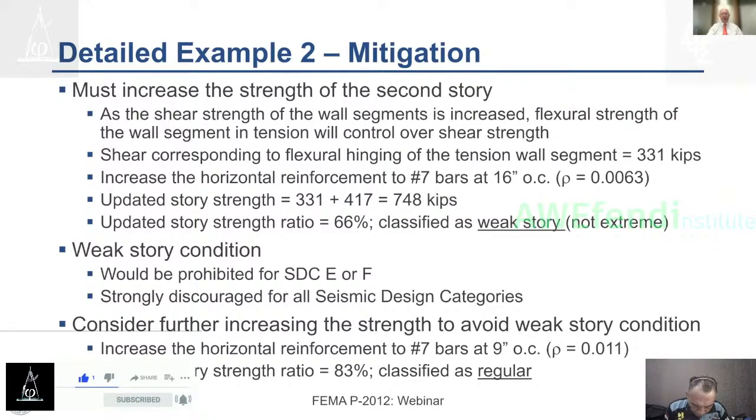We talk about that in the example. You could strengthen it just enough so that it's not an extreme irregularity, but it's just irregular. That's not recommended, even though it may be permitted to have a weak story irregularity as long as it's not extreme. If you're going to improve the system, make it just a bit stronger and eliminate the irregularity completely.